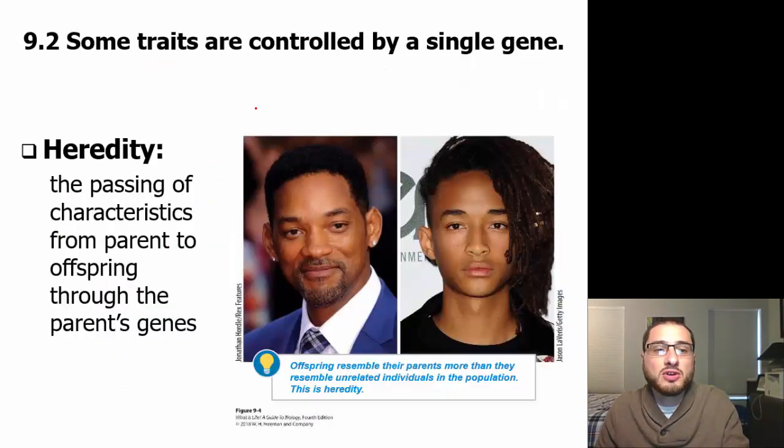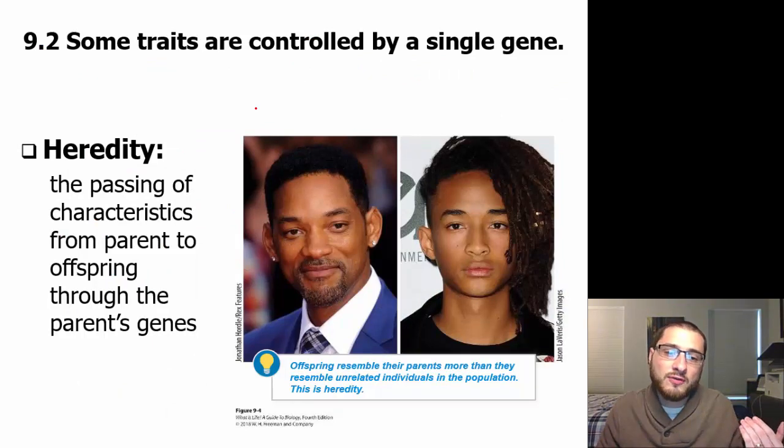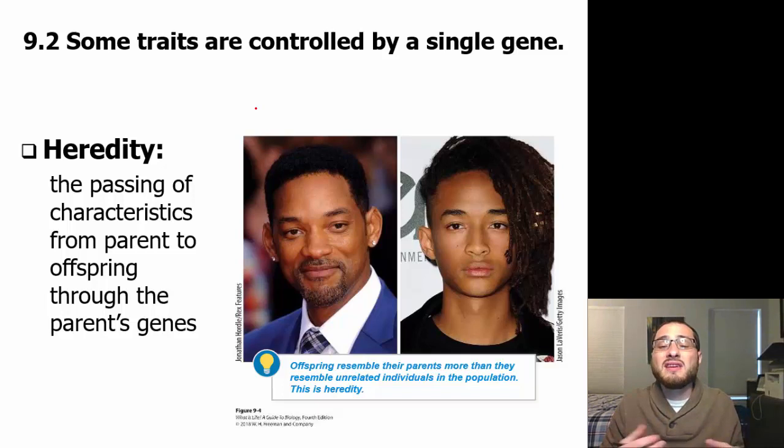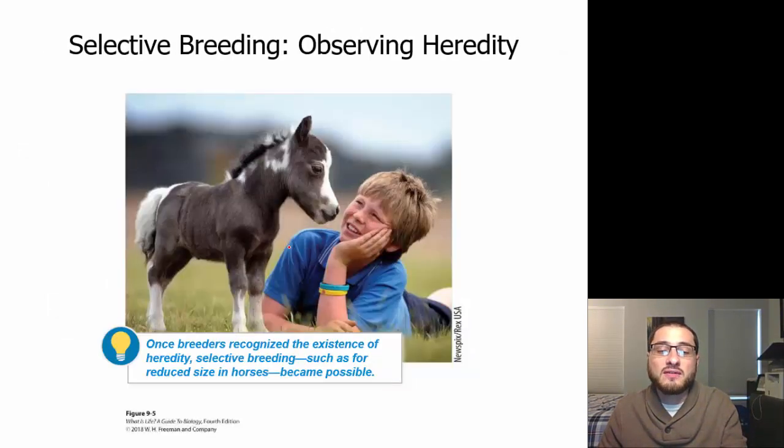All right, so let's keep looking at this. Now, heredity is the passing of characteristics from parent to offspring through the parent's genes. So since genes are going to dictate what your traits are, or what you look like, or what your characteristics are, you're passing on not the traits necessarily, but the genes that are the instructions for the traits. So when you look at some offspring or some children, they look very much like their parents, because they have similar genes, or they have the same genes.